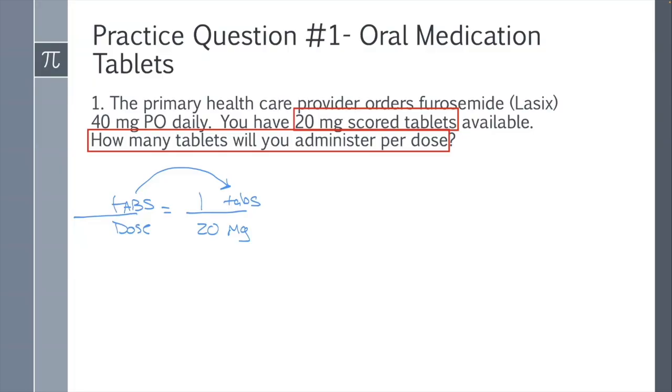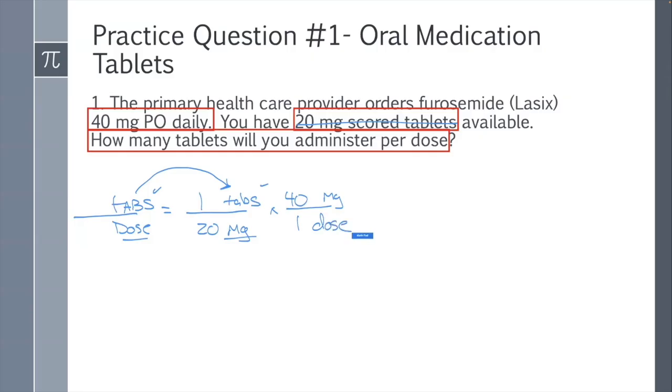I have one tab that's 20 milligrams. I need tablets on my top and I need dose on the bottom, and these are milligrams. Milligrams and dose are not the same measures. I've got to get rid of my milligrams. I already used these 20 milligram scored tablets. You can only use the information once in dimensional analysis. Once I've annotated and found my one tablet for 20 milligrams, that's gone. Now I need to find some other milligrams. And this problem is telling me that I have 40 milligrams per one dose.